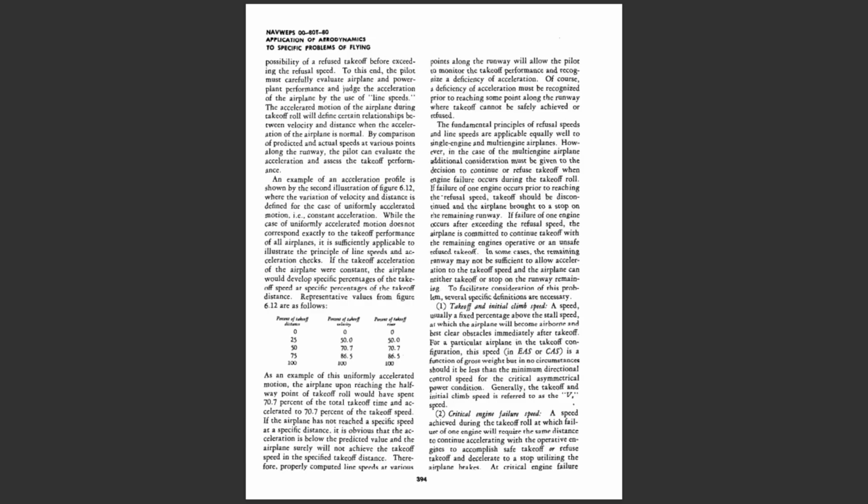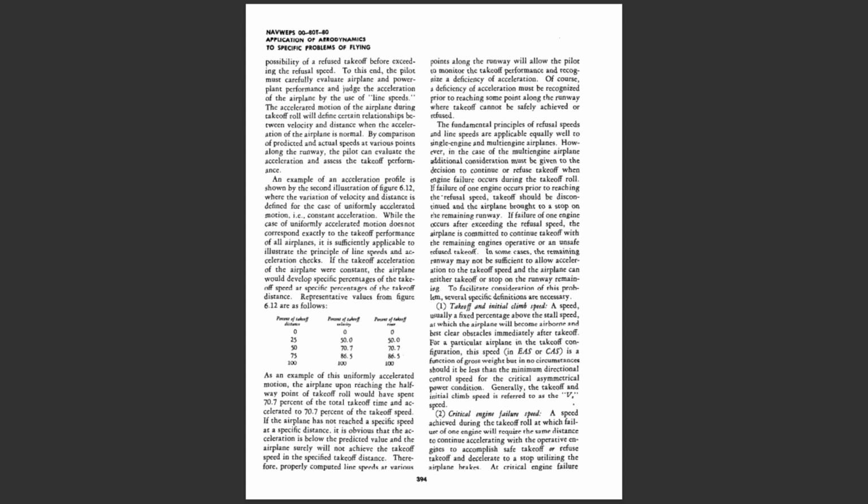To facilitate consideration of this problem, several specific definitions are necessary. 1. Takeoff and initial climb speed. A speed, usually a fixed percentage above the stall speed, at which the airplane will become airborne and best clear obstacles immediately after takeoff. For a particular airplane in the takeoff configuration, this speed, in EAS or CAS, is a function of gross weight, but in no circumstances should it be less than the minimum directional control speed for the critical asymmetrical power condition. Generally, the takeoff and initial climb speed is referred to as the V2 speed.